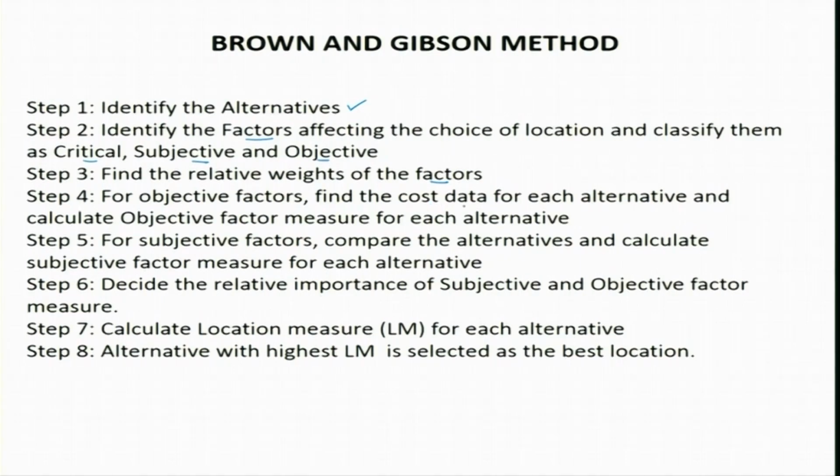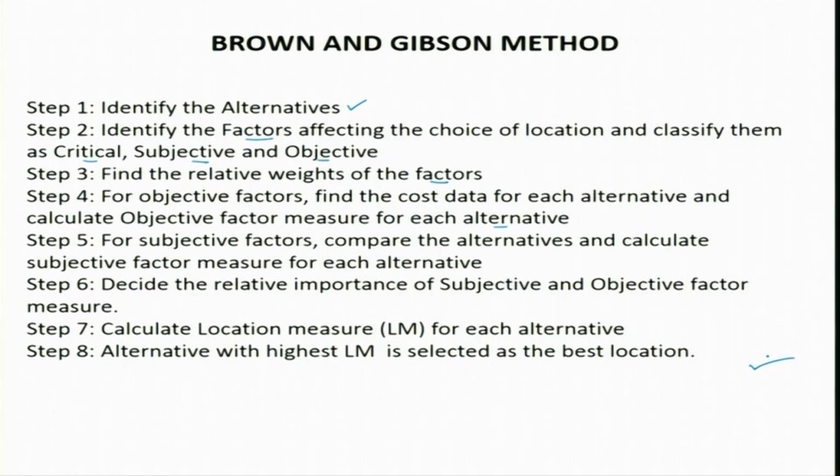For objective factors, find the cost data for each alternative and calculate the objective factor measure for each alternative. For subjective factors, compare the alternatives. Here we do not have the cost data, but we will do a subjective comparison and calculate the subjective factor measures for each alternative. Step 6, decide the relative importance of subjective and objective factors and then calculate the location measure LM for each alternative. The alternative with the highest LM is selected as the best location.